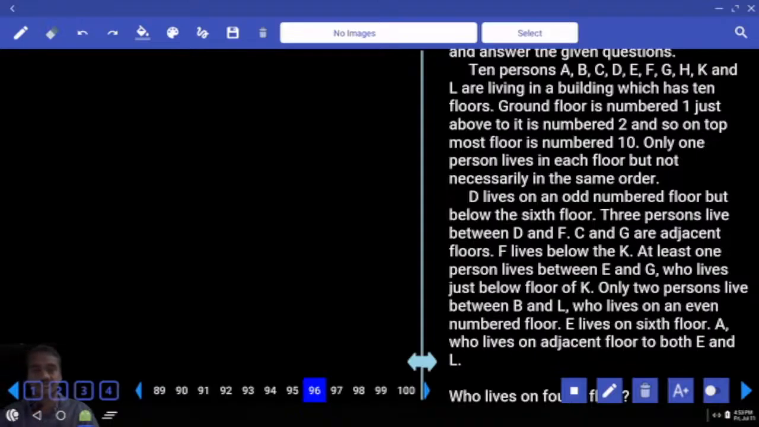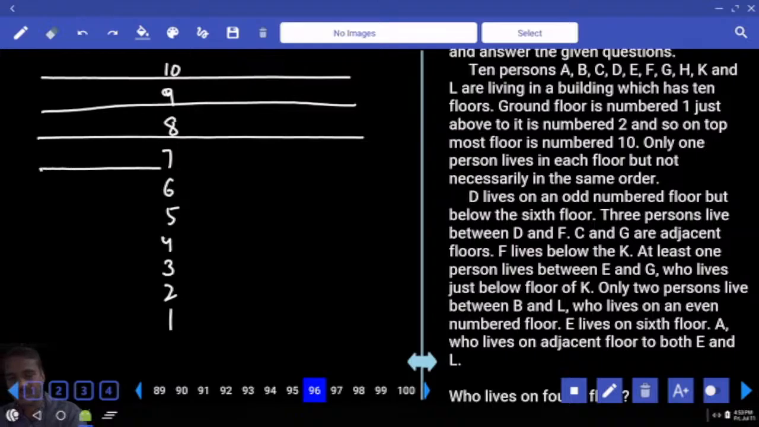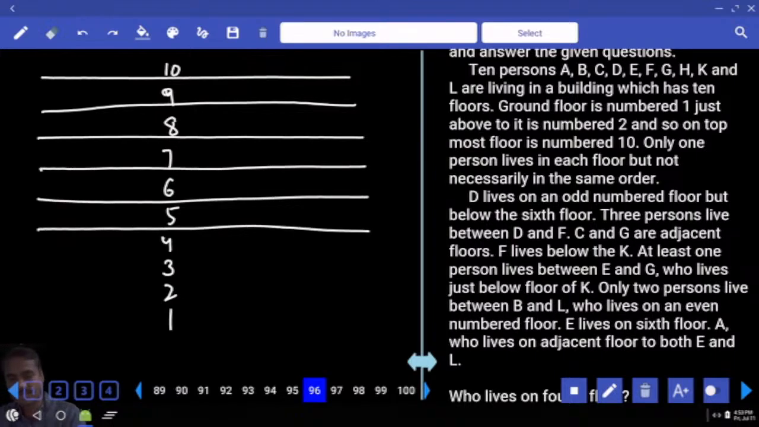Then coming back to this one, how many persons are there? 10 persons living on 10 different floors: 10, 9, 8, 7, 5, 4, 3, 2, 1. D lives on an odd number floor, but below the 6th floor. How many possibilities do we have? 3 possibilities: 1, 3 and 5. Clear? D can be on the 1st floor, 3rd floor or the 5th floor.